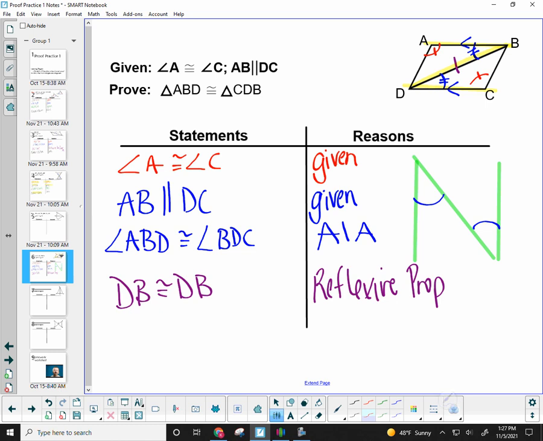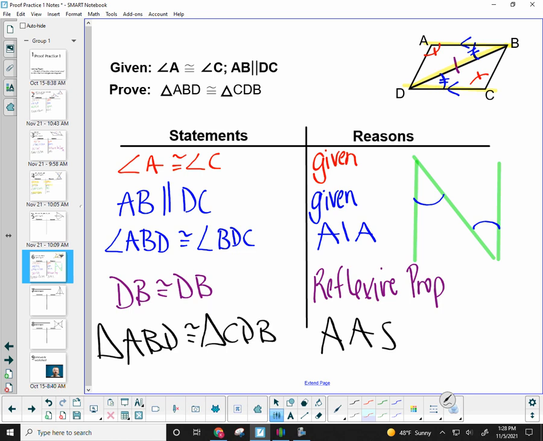All right, so now, do we have three congruent statements? Do we have a good combination? What do we have? We have two angles and a side, right? The side is not in between, so it's angle, angle, side. So we have triangle ABD congruent to triangle CDB because of angle, angle, side. Is that one okay?